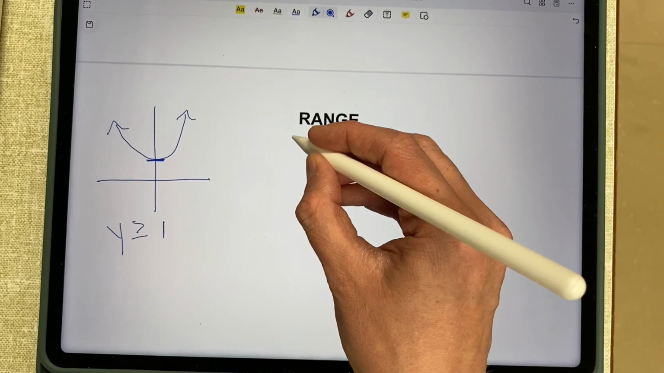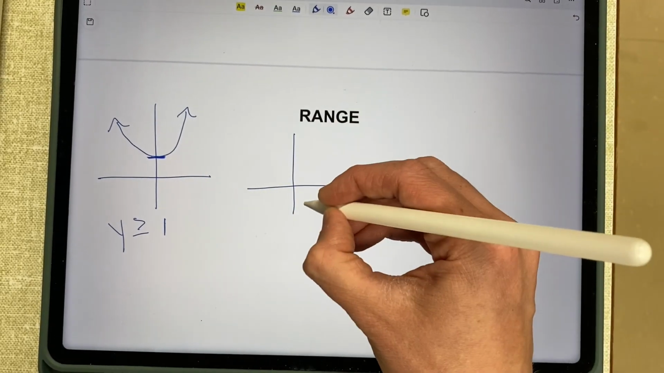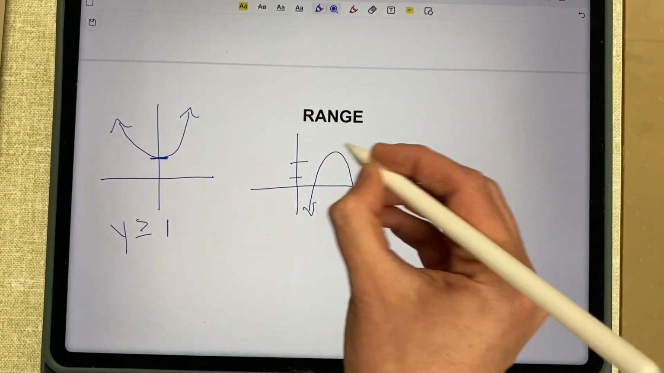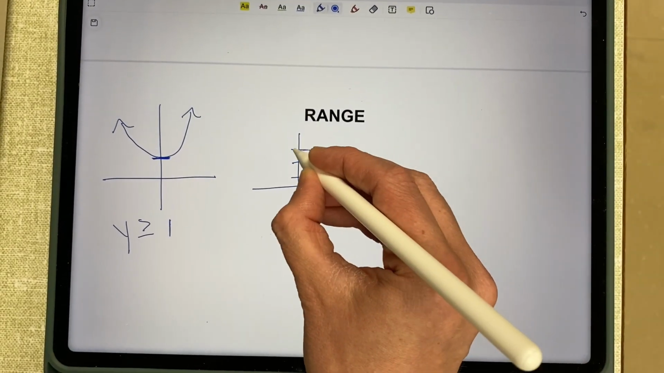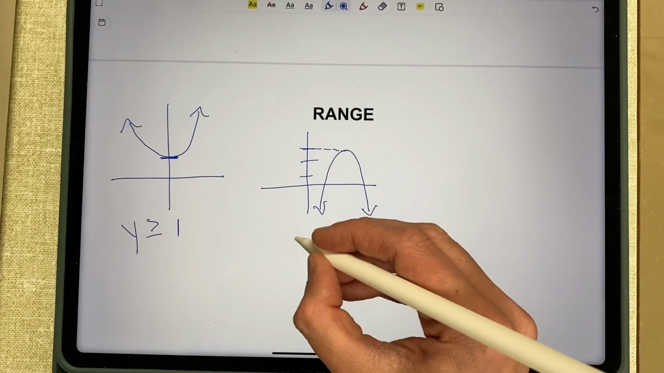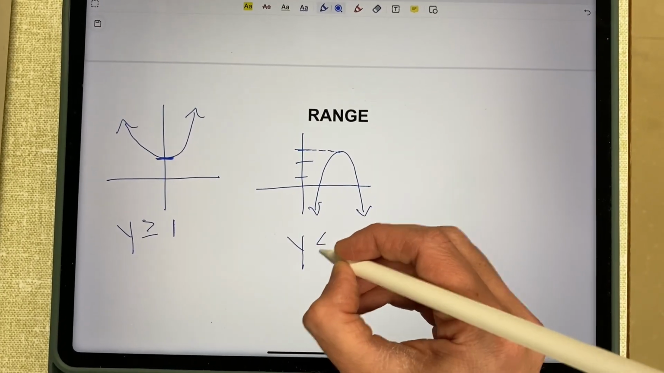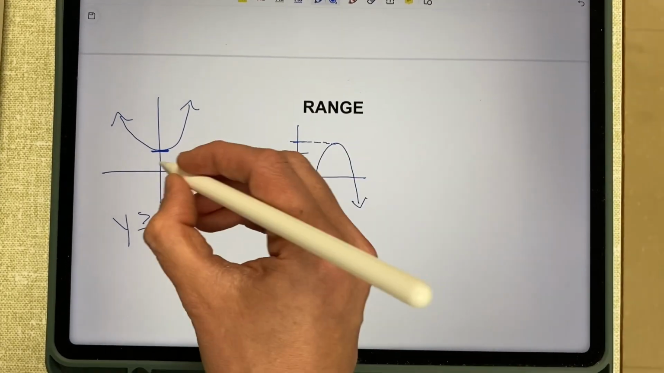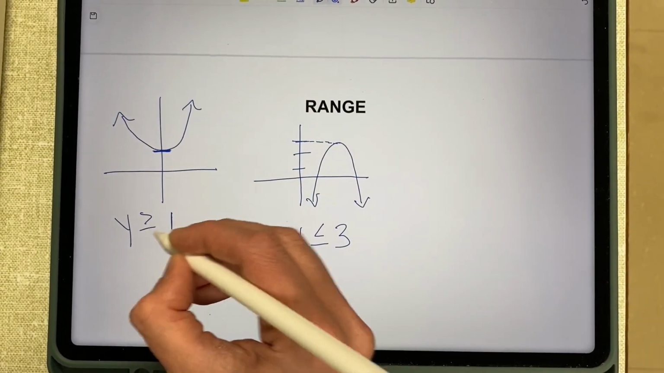Okay. Let's say the range is pointing down. You would say, oh, it lines up with y -3, or sorry, +3, but it's pointing down, so that is less than 3. So if it's pointing down, it is less than. If it's pointing up, it is greater than.